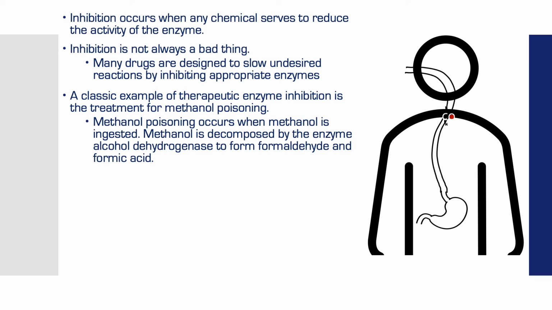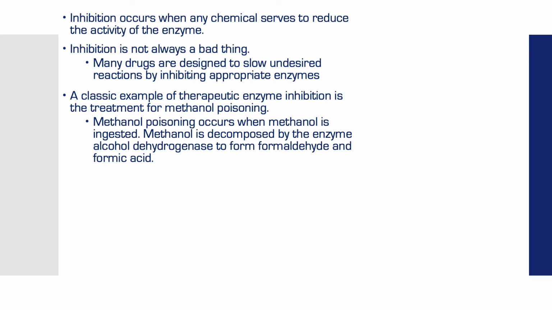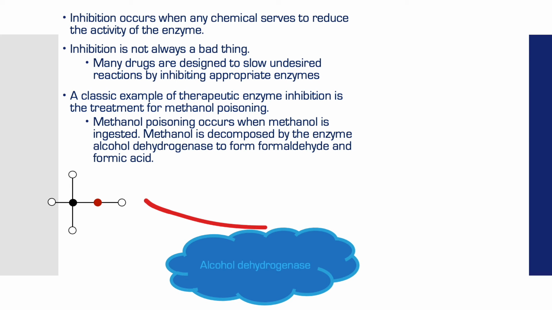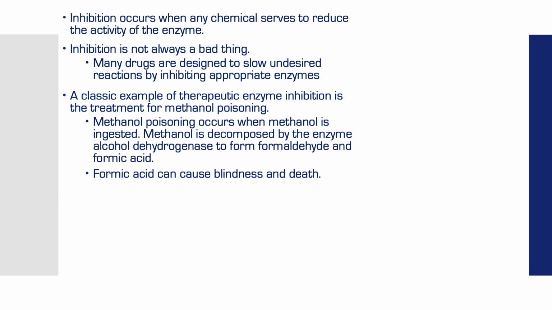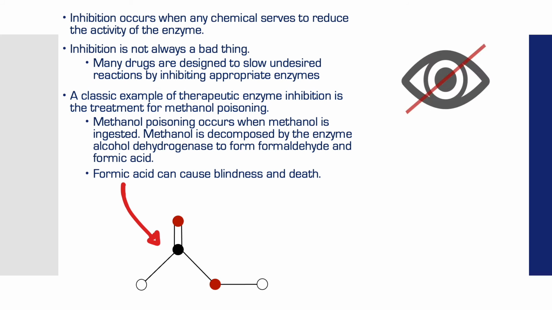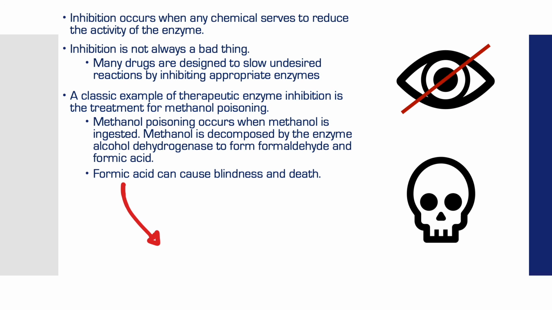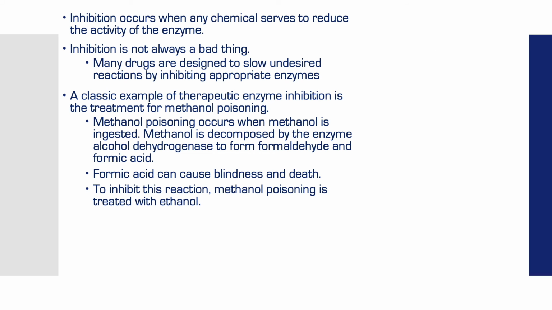Methanol poisoning occurs when methanol is ingested. Methanol is decomposed by the enzyme alcohol dehydrogenase to form formaldehyde and formic acid. Formic acid can cause blindness and even death. To inhibit this reaction, methanol poisoning is treated with ethanol.